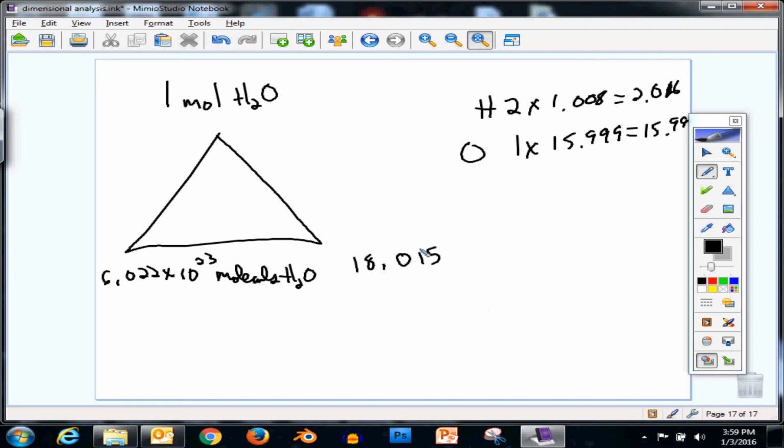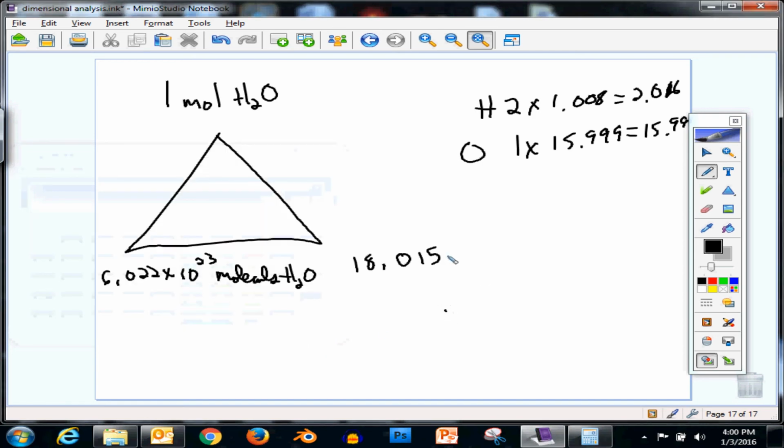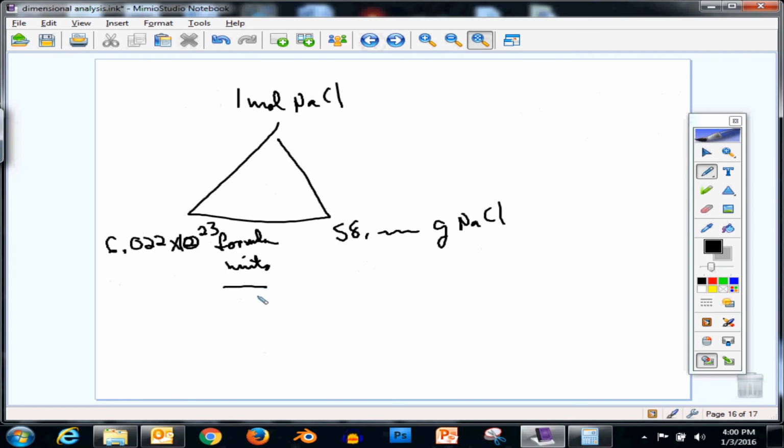Let me check that. 16, there's 16, okay, yeah. 18.015. Okay, so it's 18.015 grams H2O. You've got to write that. Got to write all of it.